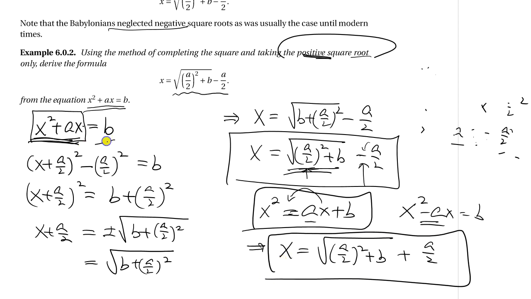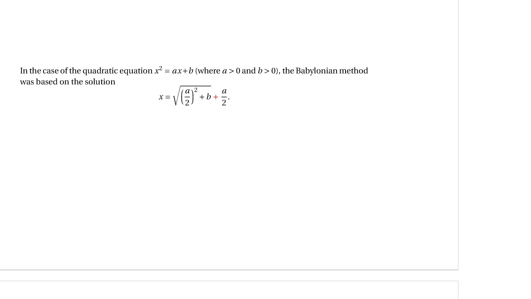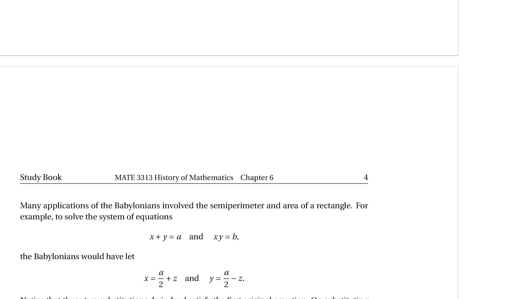So remember that if ax is on the left-hand side with x squared, then we have a negative there. But if ax is on the right-hand side with the constant term b, then we are going to have a plus. Okay, we are not going to have any example to prove it, because we just know how to get that one, so that much is enough.